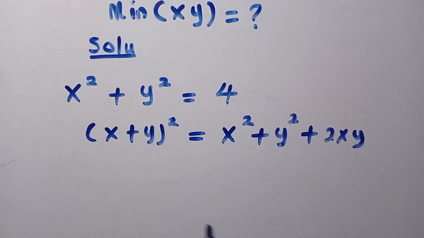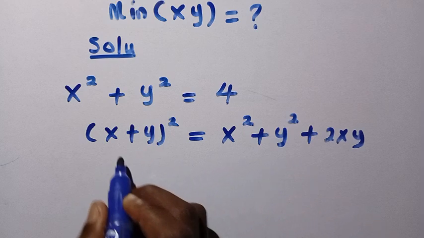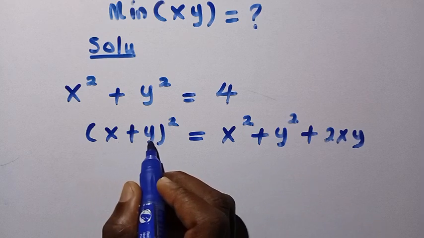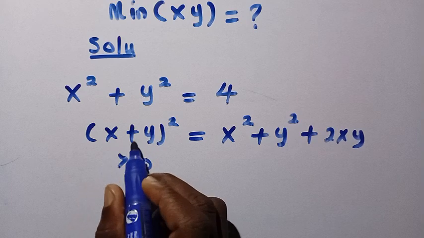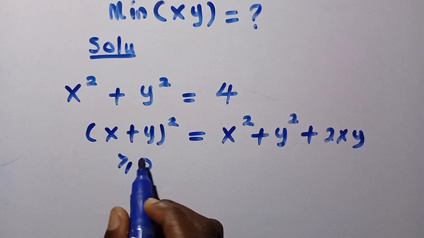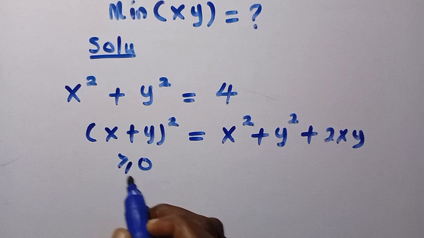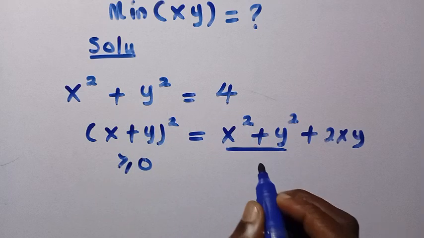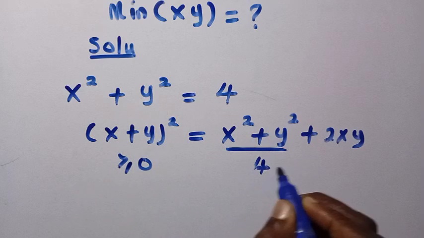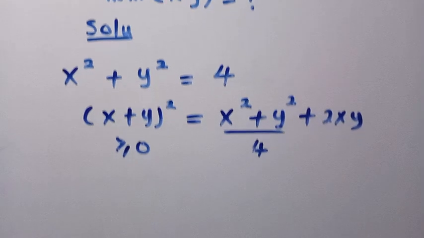And after getting this, when we start checking for the value of x plus y here, x plus y squared is always greater than or equal to 0. No matter what value we plug in here, it's either 0 or greater than 0. And x squared plus y squared has been given, which is 4. So the next step is we find x, y.